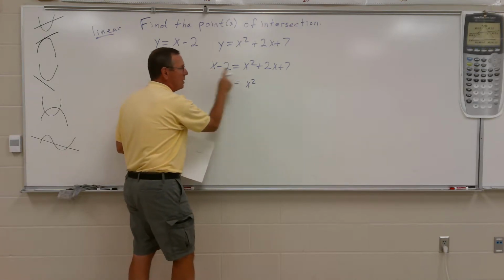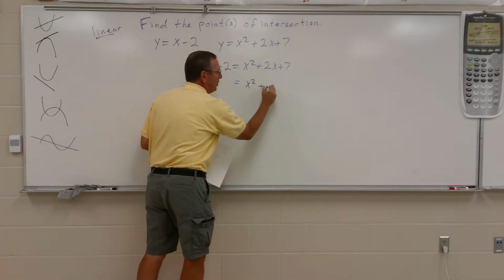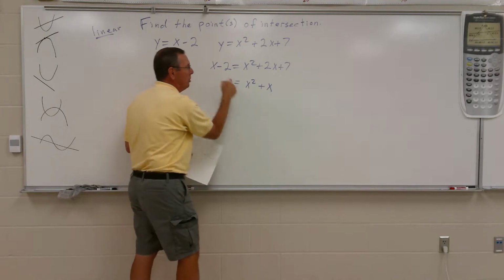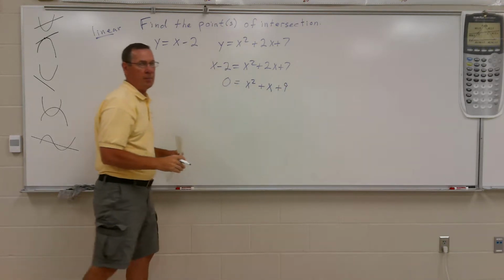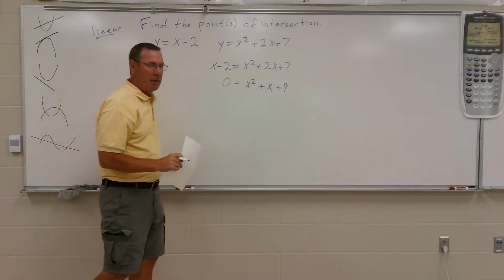I'll subtract x from both sides. It'll give me a plus 1 of those x's. I'll add 2 to both sides. It'll give me a plus 9. And I have that equaling 0. So I have an x squared. Now I'd like to factor it.